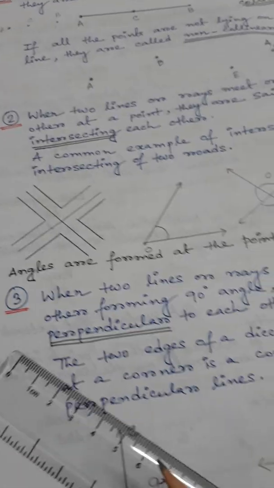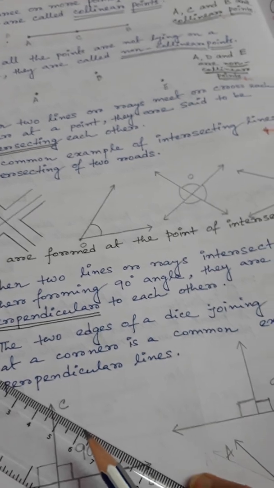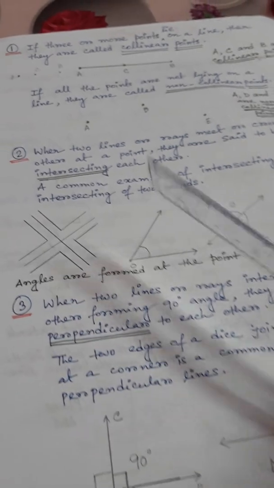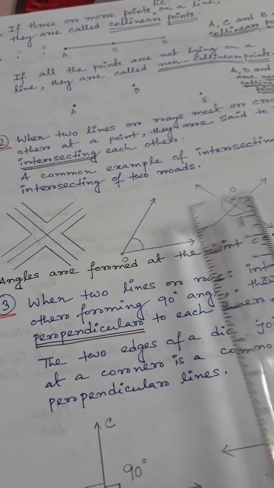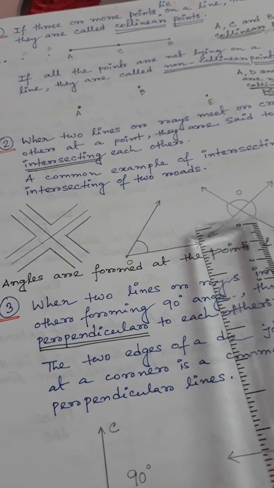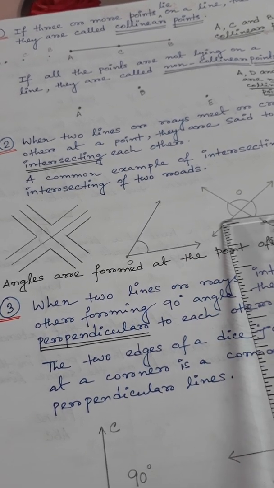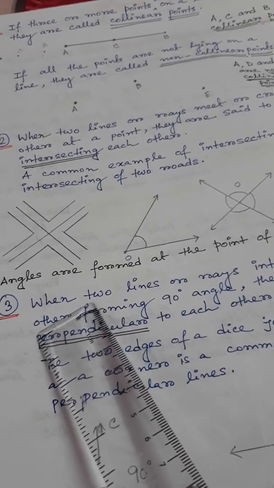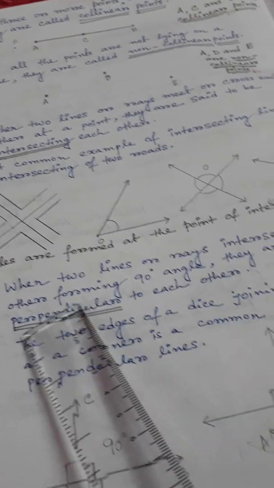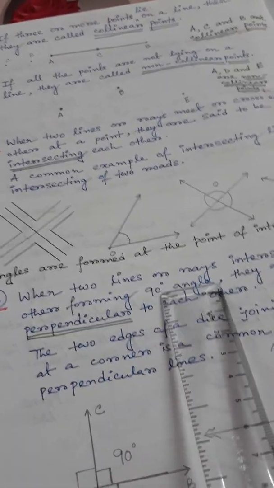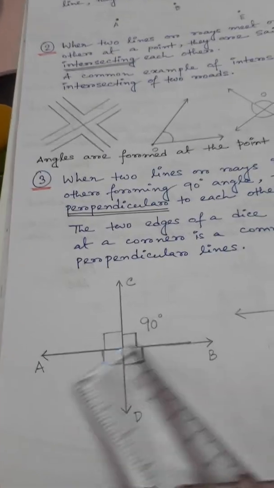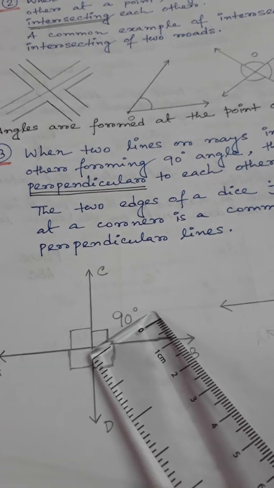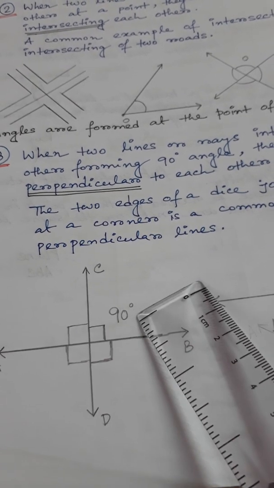So let's see another thing. When two lines or rays intersect each other forming a 90-degree angle. See here, I have two lines or rays that meet or cross each other at a point. They are said to be intersecting each other. Here we see two lines or rays intersecting each other forming a 90-degree angle. These two lines are intersecting each other and form a 90-degree angle. How do we show this 90-degree angle, or right angle?